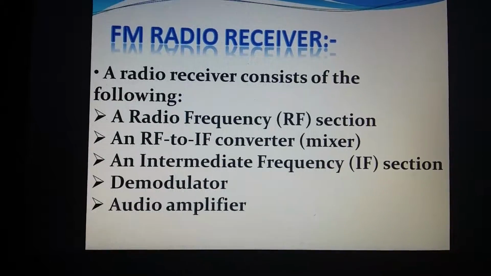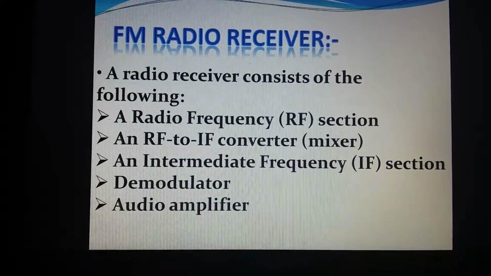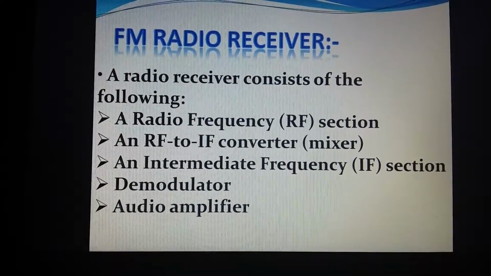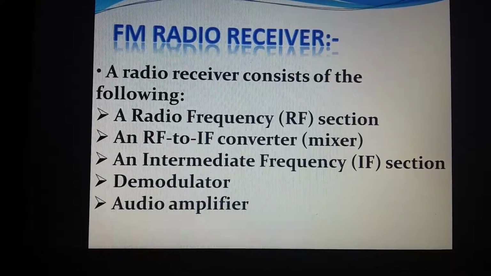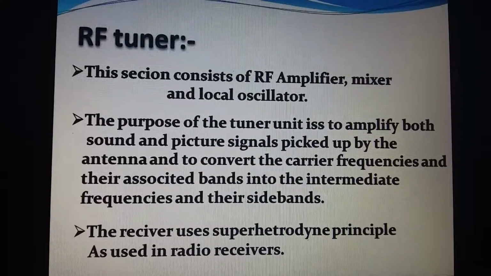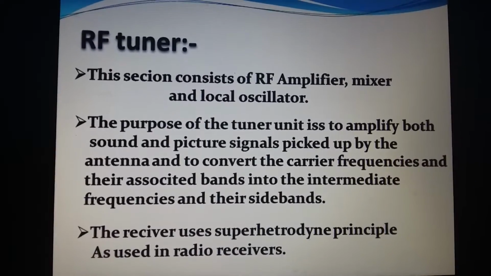FM radio receiver. A radio receiver consists of the following: a radio frequency (RF) section, an RF to IF converter, an intermediate frequency (IF) section, demodulator, and audio amplifier. RF tuner. This section consists of RF amplifier, mixer, and local oscillator.